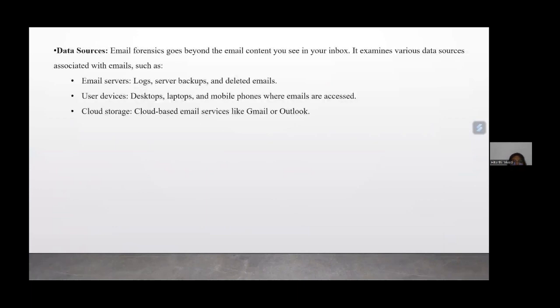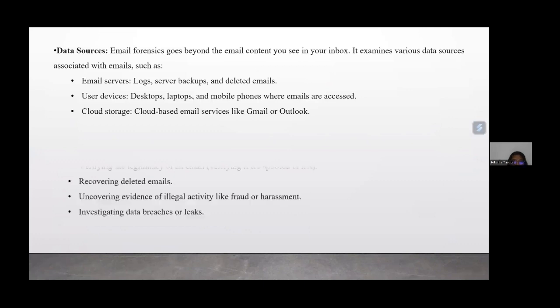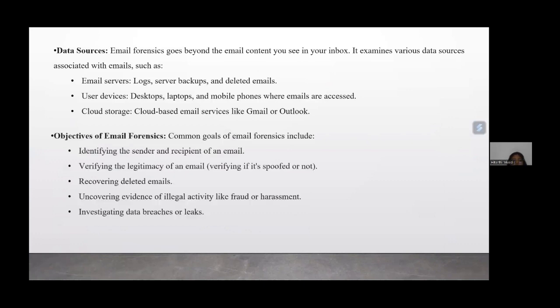Okay. Cloud storage, whatever your mail or drive is conducting, whatever is stored in your Gmail. The objective of email forensics is to identify the sender and recipient. Who sent it, what was his IP address. IP address is the Internet Protocol address. It is unique to everyone. So identify the sender, where the IP address was from, then who was the receiver, what protocol he was using.